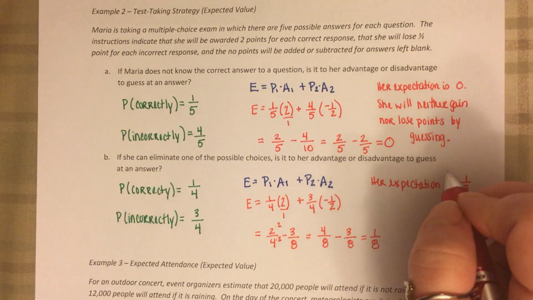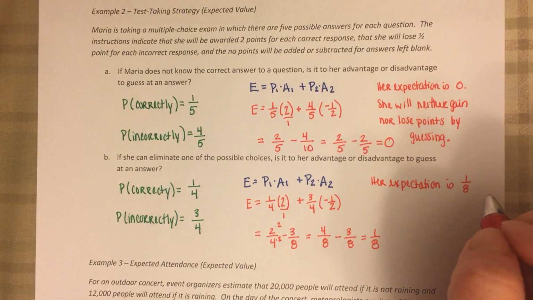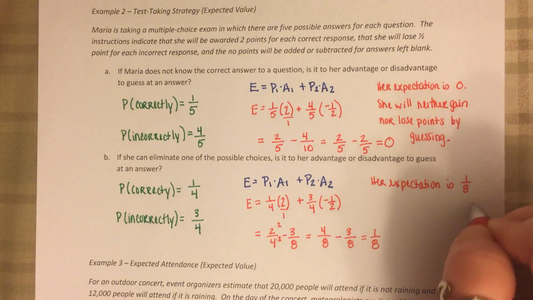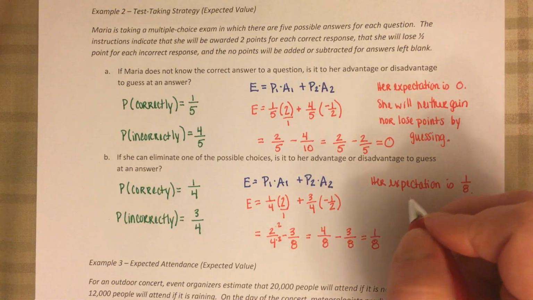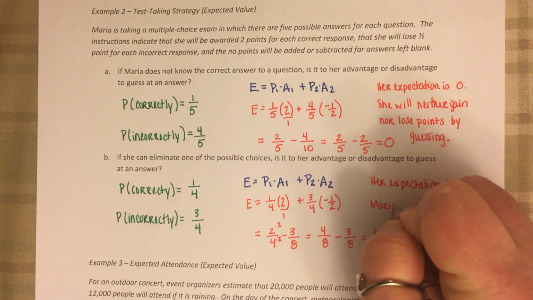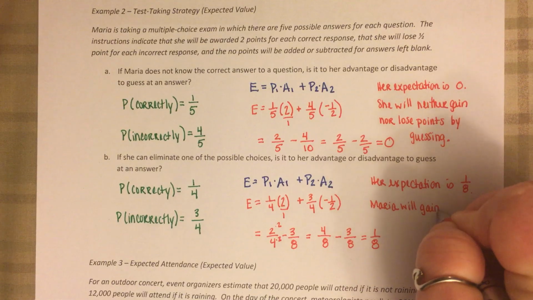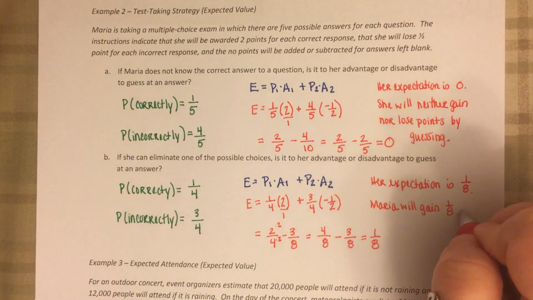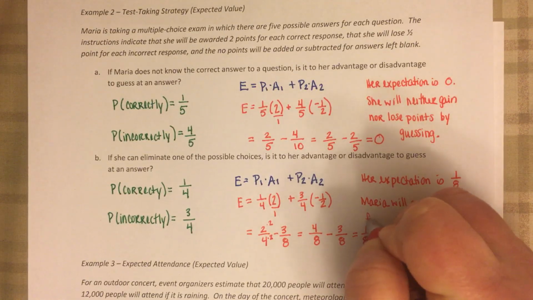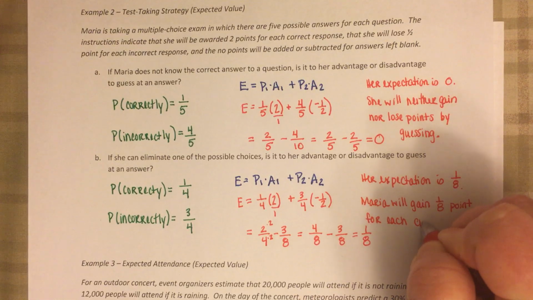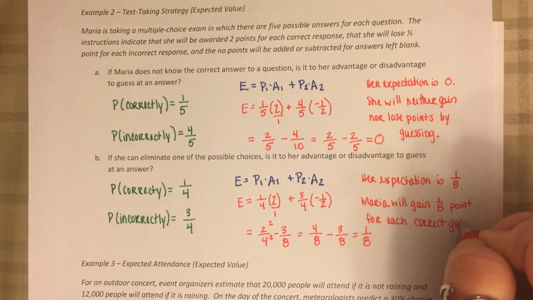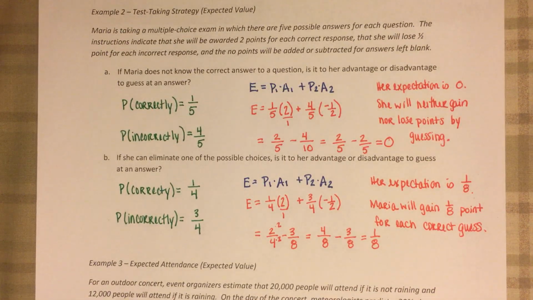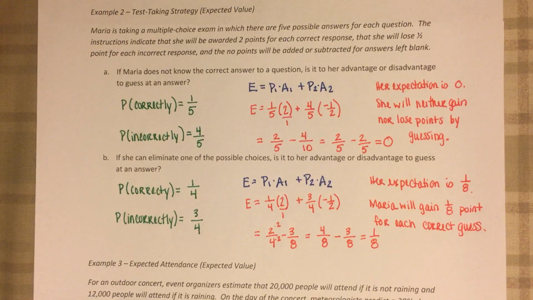So is it to her advantage or disadvantage to guess at an answer? Well, we would say it would be to her advantage to guess at an answer. Right? It's at her advantage to guess because Maria will gain, right, 1/8 of a point for each correct guess. So again, in example A, her expectation was 0. So there was neither a gain or a loss, neither an advantage or disadvantage. In this case, her expectation is positive. It's 1/8, so it would be to her advantage to guess.